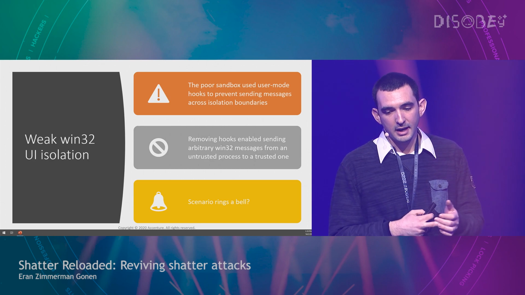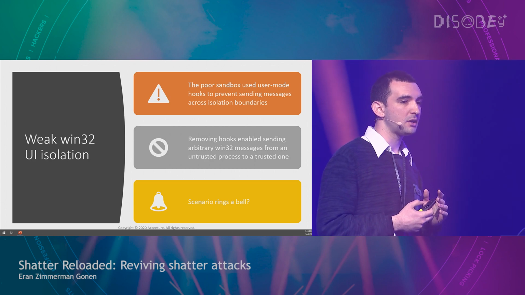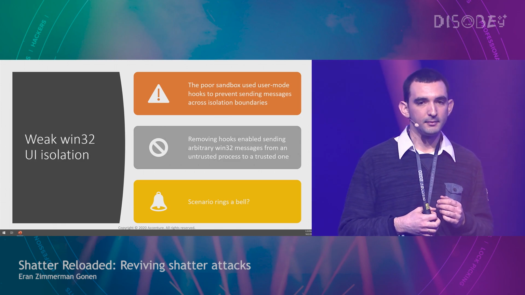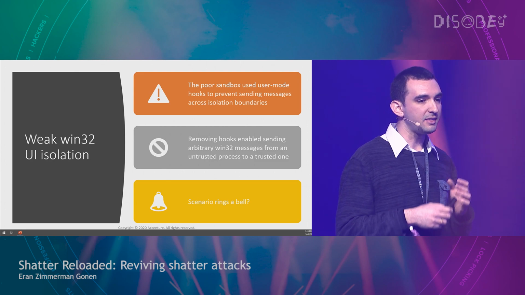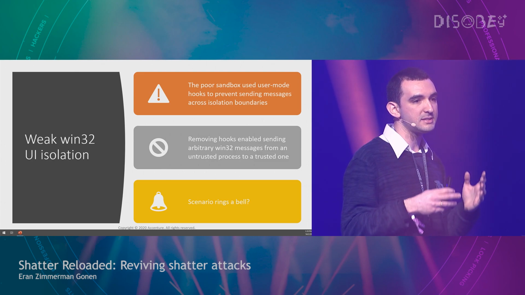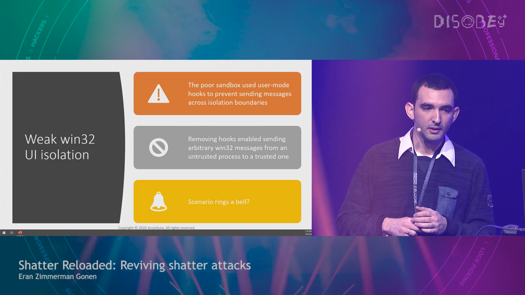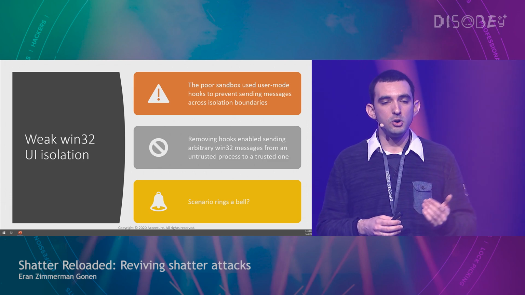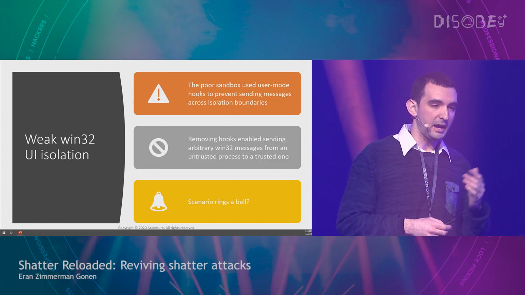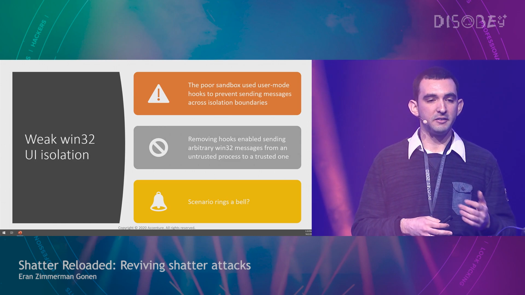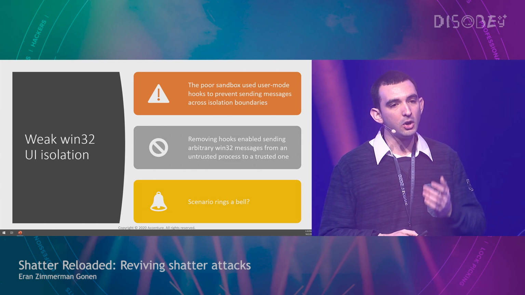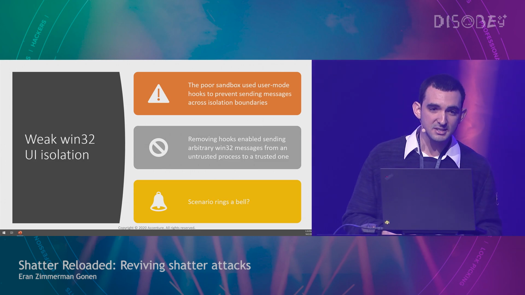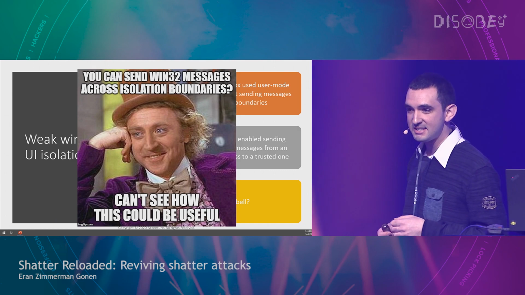So then we looked at sending Windows messages. And what we saw is that this sandbox implemented this isolation using user mode hooks. Now, the problem with user mode hooks is that they are found in user mode, that is, entirely inside the user mode memory space. And thus, since they are in our process's memory space, our process can remove those hooks. It can unhook itself. And that's exactly what we did. We unhooked ourselves from these user mode hooks, and lo and behold, we could now send a Windows message to a trusted process. Does this scenario ring a bell? Can't see how that could be useful.